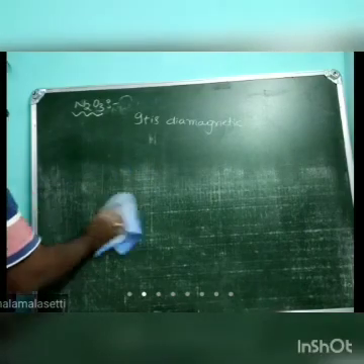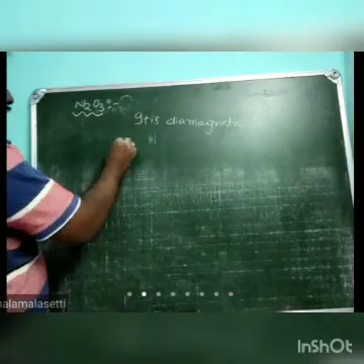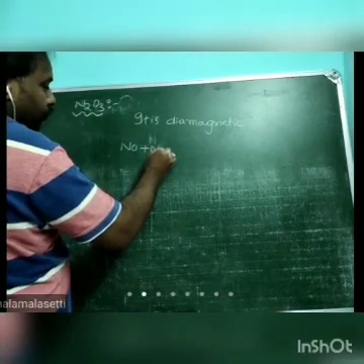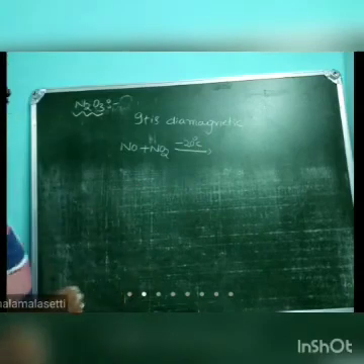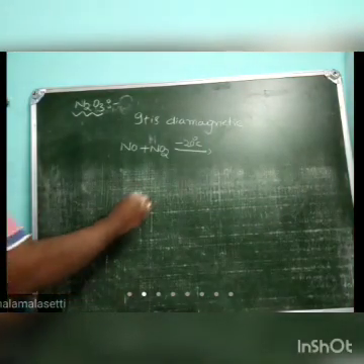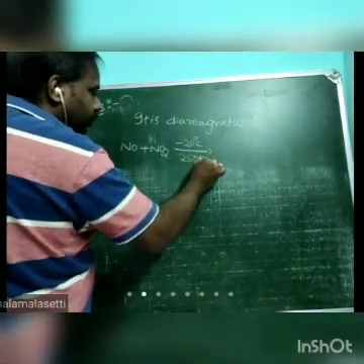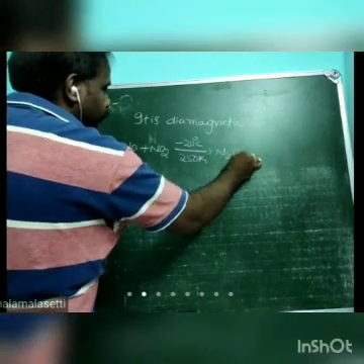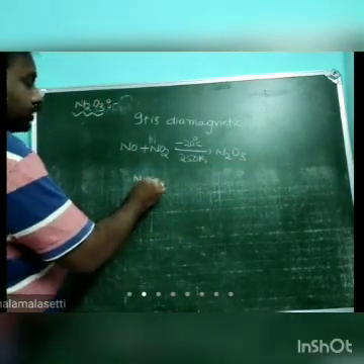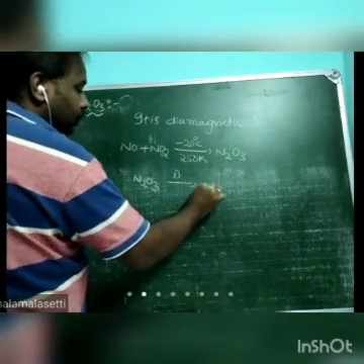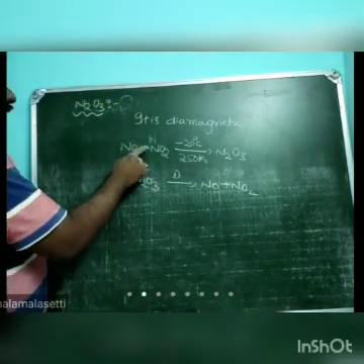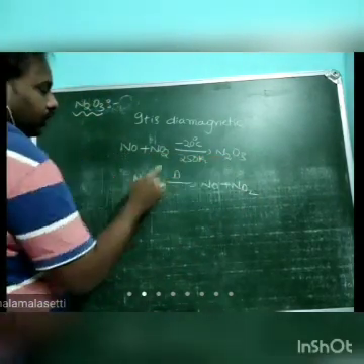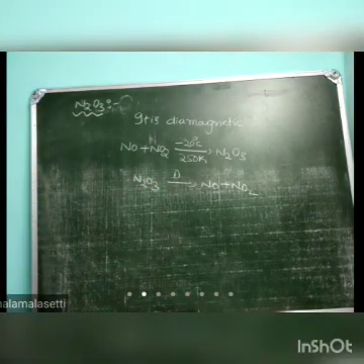Next, how is it prepared? A mixture of NO and NO2 is subjected to cooling to minus 20 degrees Celsius, which is around 250 kelvins. Then we will get N2O3. When N2O3 is heated, we will get NO and NO2. So NO and NO2 on cooling give N2O3, and N2O3 on heating gives a mixture of NO and NO2.